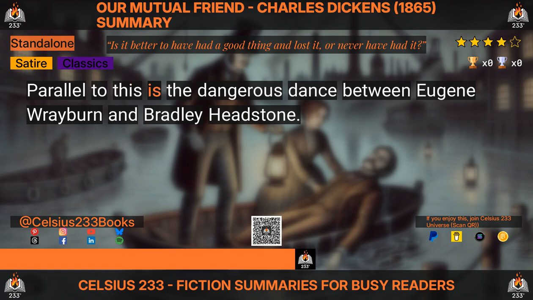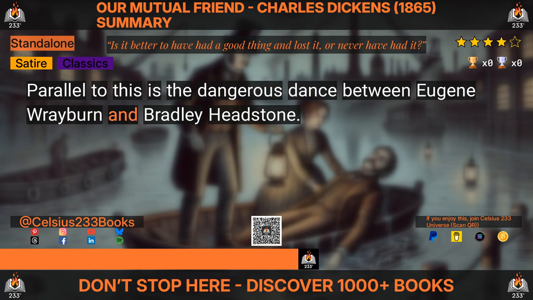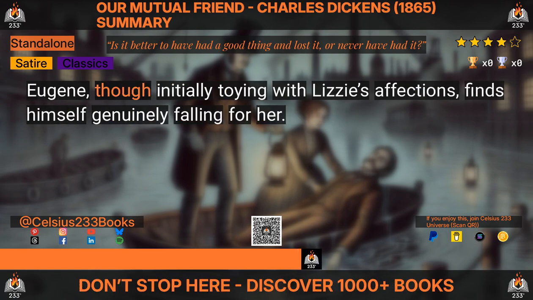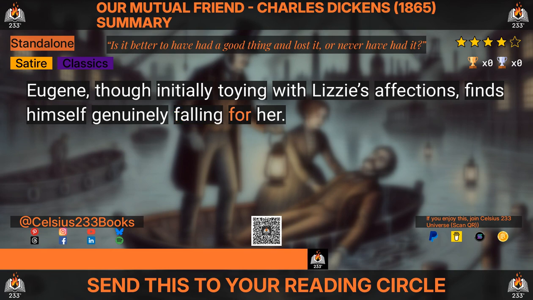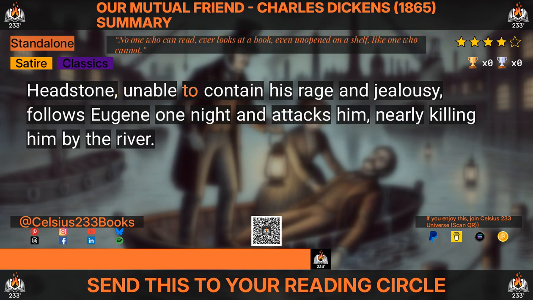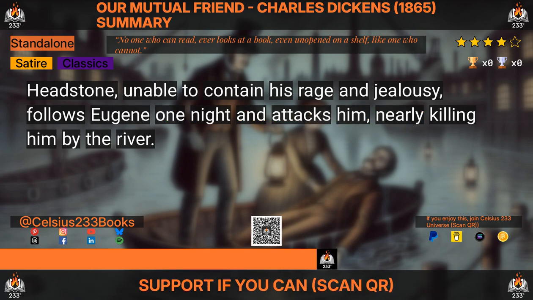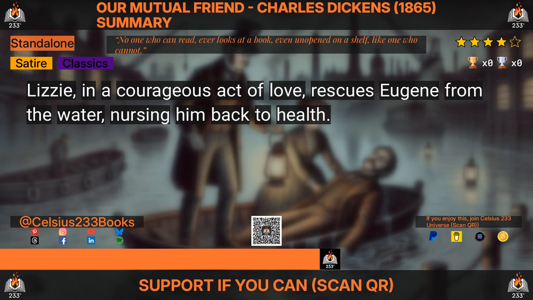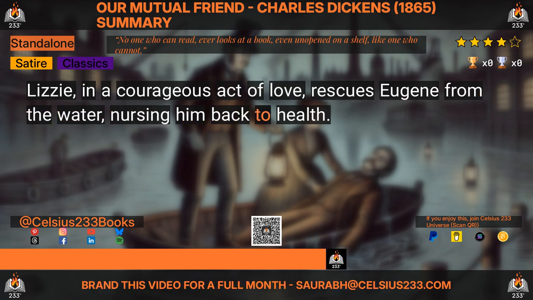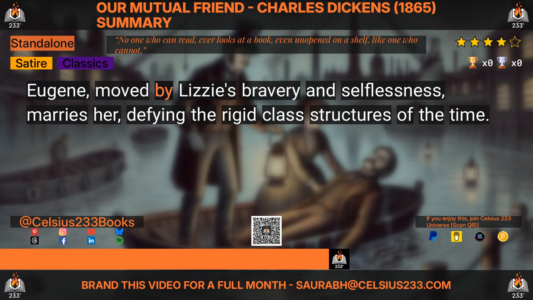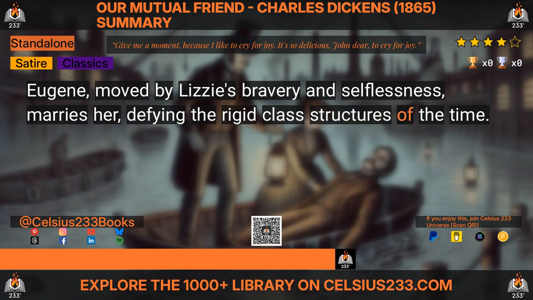Parallel to this is the dangerous dance between Eugene Wrayburn and Bradley Headstone. Eugene, though initially toying with Lizzie's affections, finds himself genuinely falling for her. Headstone, unable to contain his rage and jealousy, follows Eugene one night and attacks him, nearly killing him by the river. Lizzie, in a courageous act of love, rescues Eugene from the water, nursing him back to health. Eugene, moved by Lizzie's bravery and selflessness, marries her, defying the rigid class structures of the time.